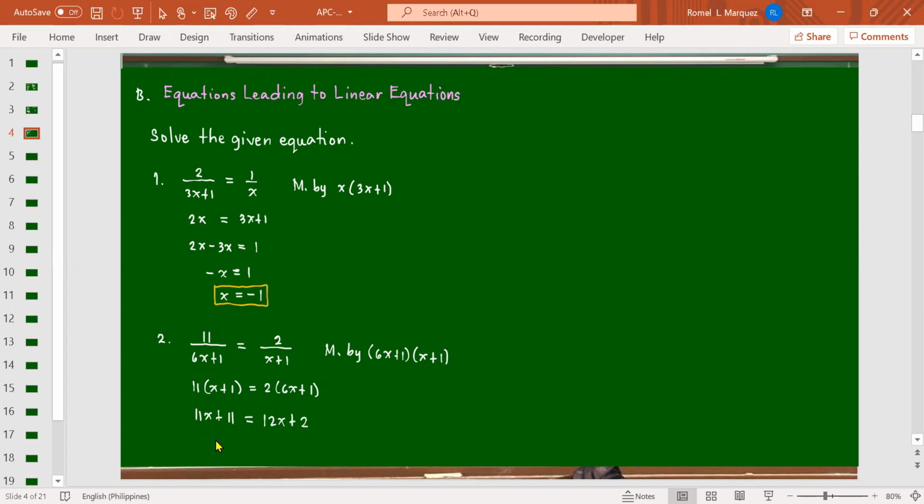Okay, so let us collect those terms with variables on the left side, and then those constants on the right side. So we add on each side negative 12x, and then also we add negative 11, getting 11x minus 12x on the left side, and on the right side 2 minus 11. So the left side gives us negative x, while the right side is negative 9. Hence, x is equal to 9.